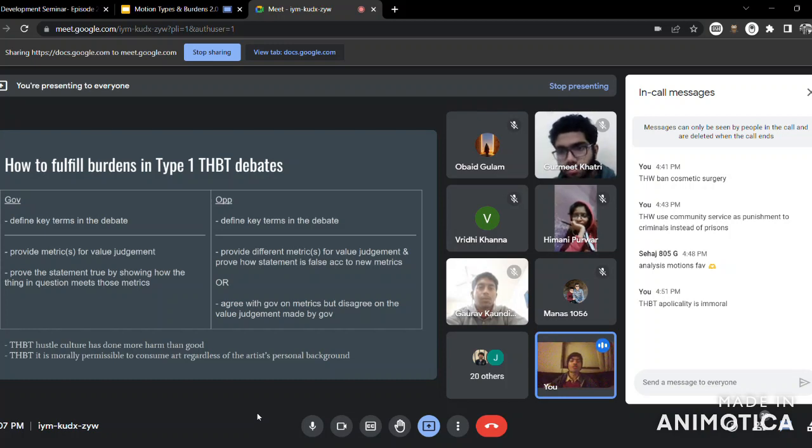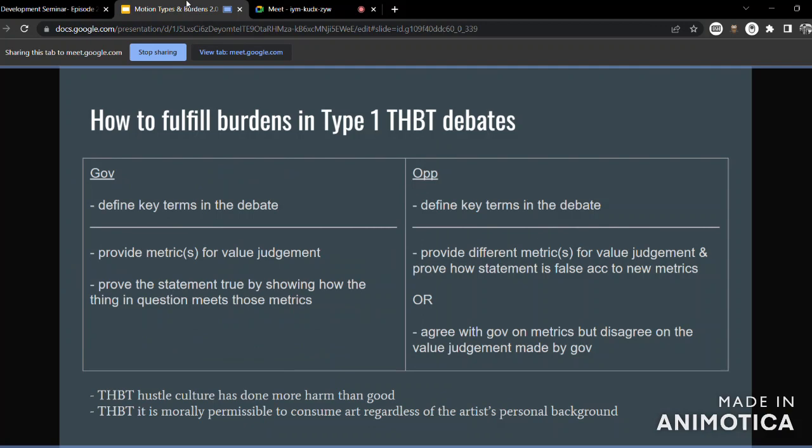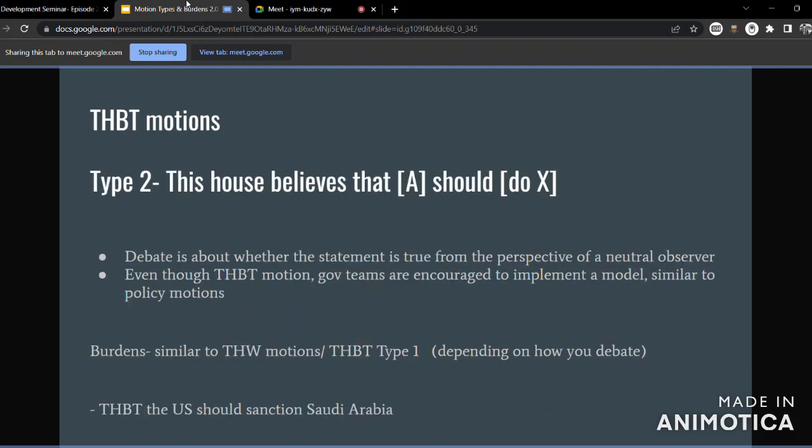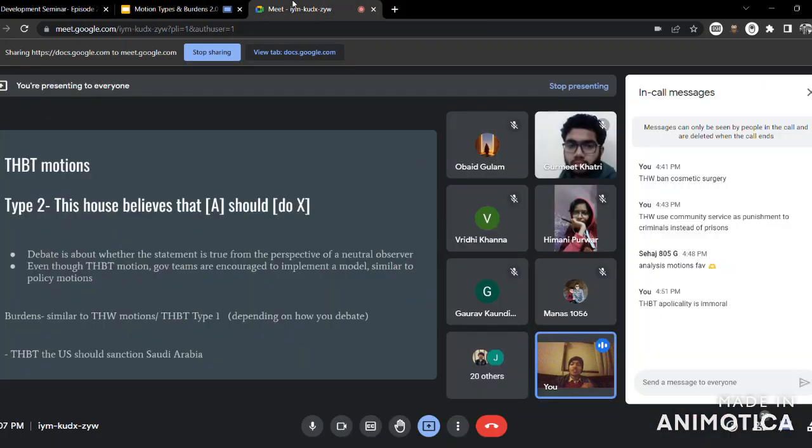If you do that, use the words even if, or you can just choose to have one line of attack or one direction of your case. So you can do anything, right? So this was the first type of this house believes that motions.